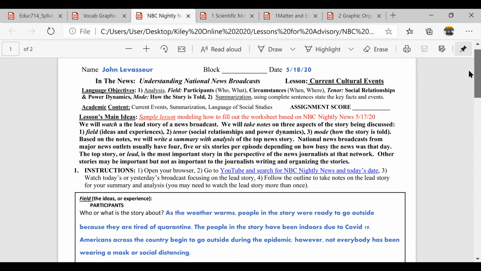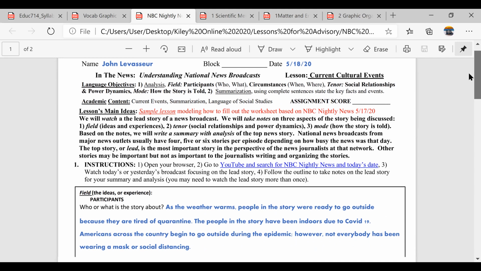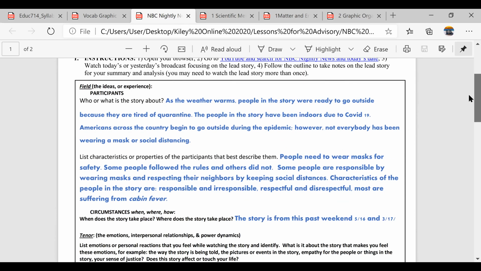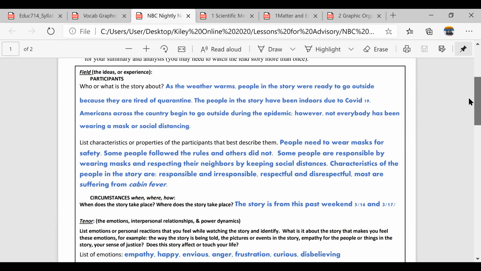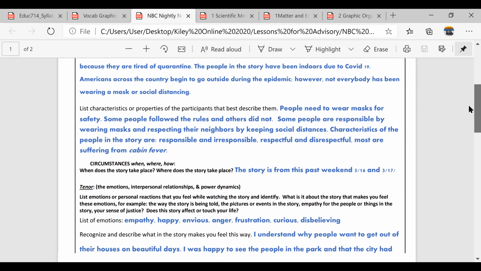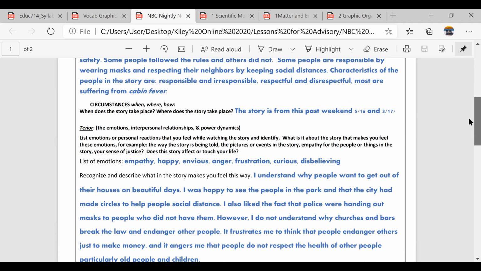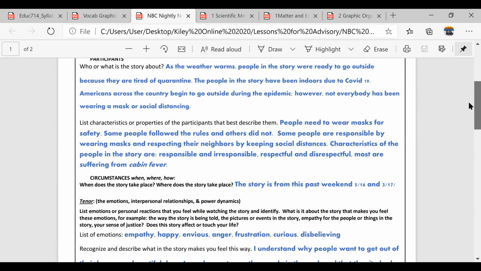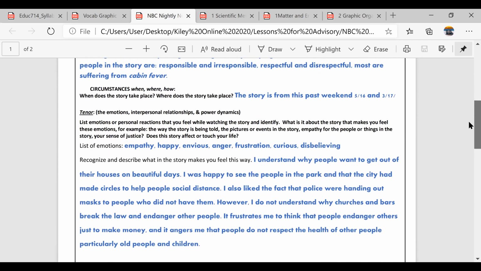So this one is a sample one that I filled in. So the students, they get the main idea of the lesson outlined for them. They watch the lead story, usually runs about 5 minutes. And then they identify the particular participants who are in the story. They create a list of characteristics or qualities or properties associated with the participants, descriptions. And then they describe the circumstances of the story of where, when, and how. And those are all parts of the field. Participants, process, descriptions, and circumstance are all the 4 parts of field.